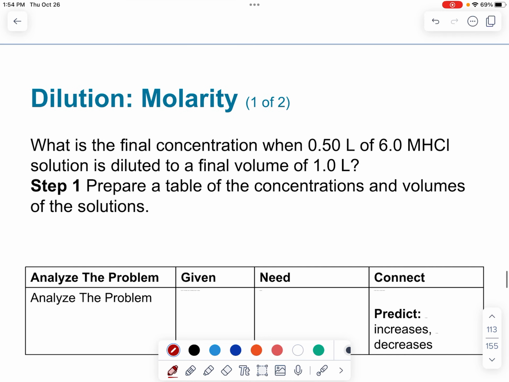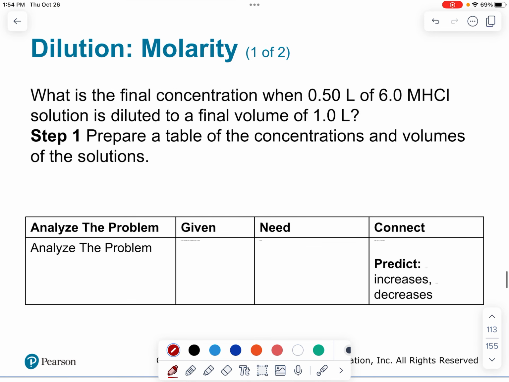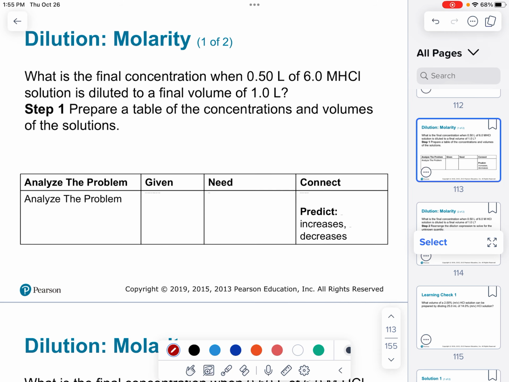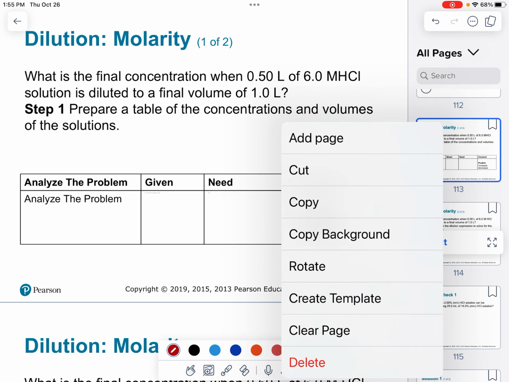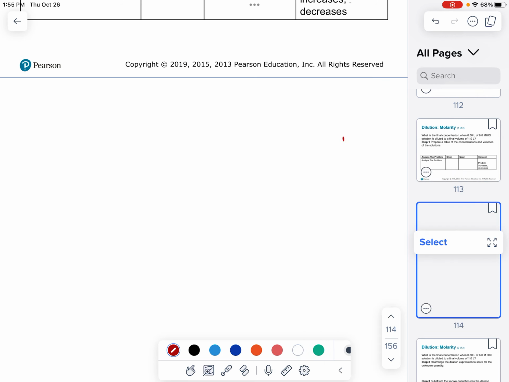Okay, so here's an example problem. What is the final concentration when you take 0.5 liters of 6 molar hydrochloric acid and it's diluted to 1 liter? And again, this is one of those cases where you can look at the dilution factor. I'll solve it with the regular old C1V1 equals C2V2, and then I'll show you what I was talking about.